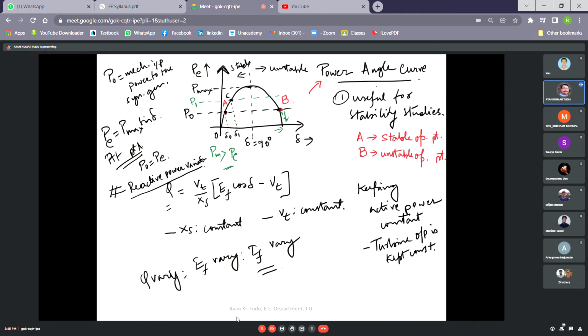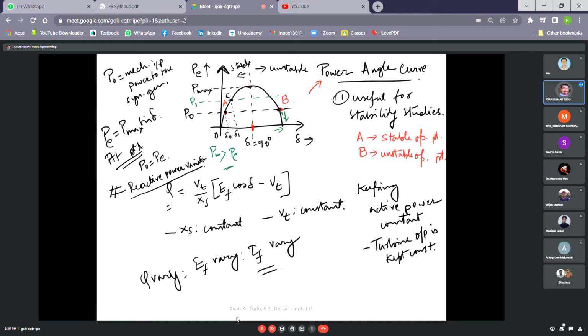It is useful because this curve is widely used in power system stability studies, as we'll be seeing later when we're talking about power system stability. We have a separate chapter dedicated to it. Now, as you can see, this particular curve achieves its maximum at delta equal to 90 degrees.